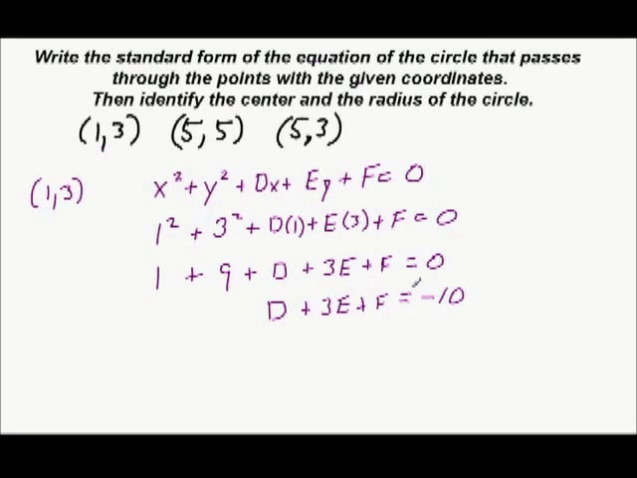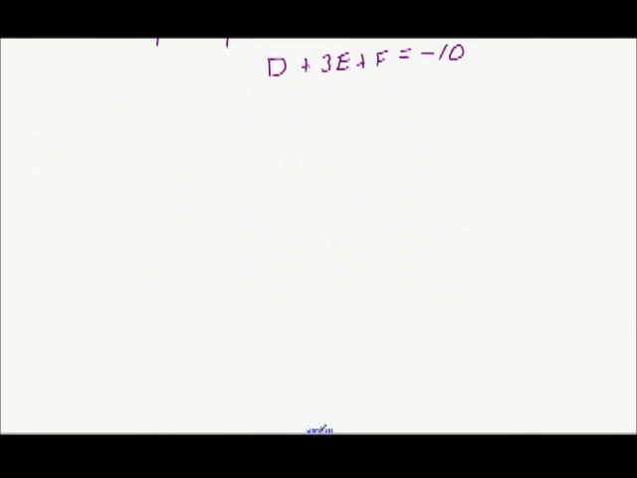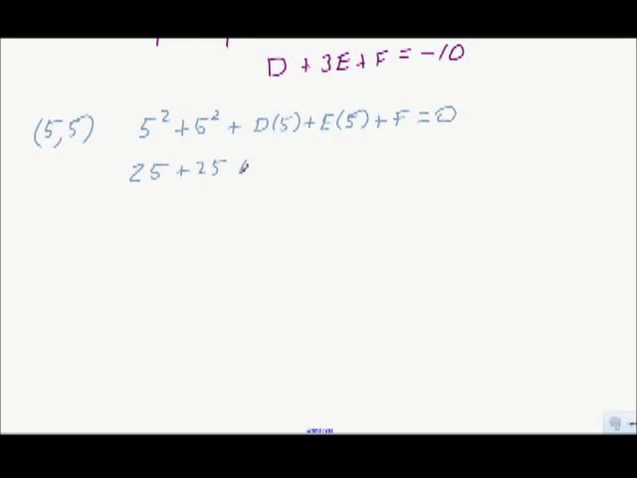Now, I'm going to do the same exact thing. So this is a little long, but it's repetitive. I'm going to do the same exact thing for the point 5, 5. I'm going to put 5 in for x and y, 5 squared plus 5 squared. I'm going to simplify the general form a little bit, and I'm going to come out with another equation I need you to jot down: 5D plus 5E plus F equals negative 50.